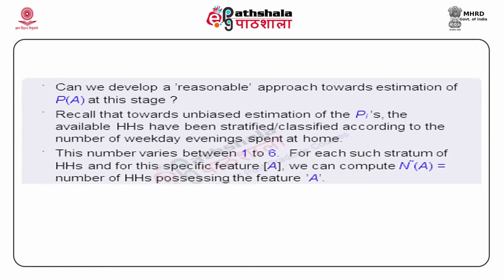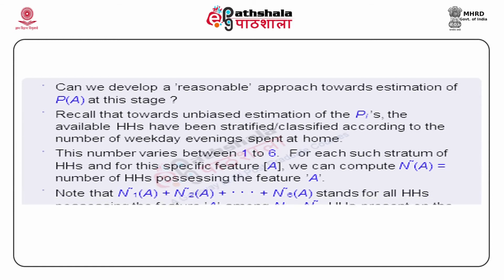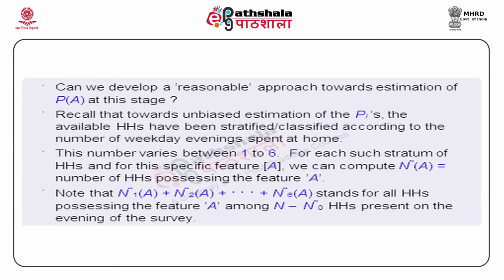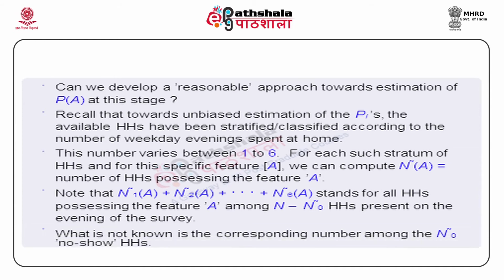This number varies between 1 to 6. For each such stratum of households, and for the specific feature A, we can compute ñA, the number of households possessing the feature A. Note that ñA1 all the way up to ñA6 stand for all the households possessing the feature A among the n minus ñ0 households who are present on this evening. What is not known is the corresponding number among the ñ0 no-show households.